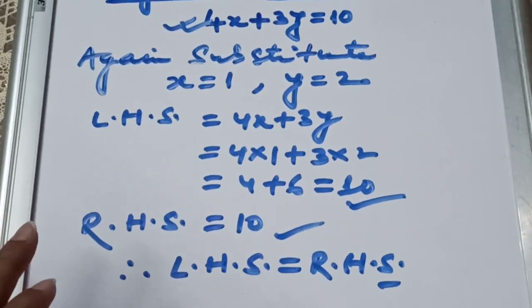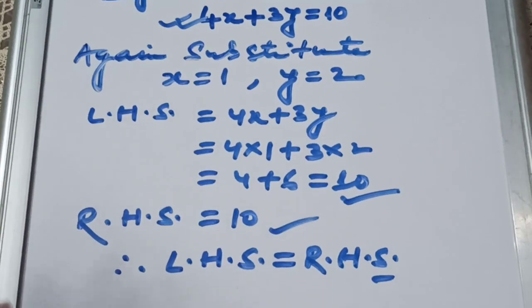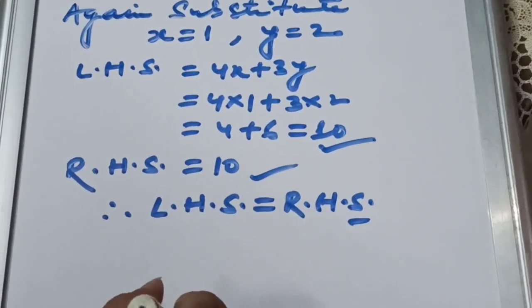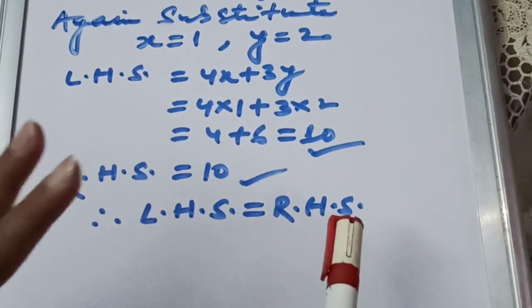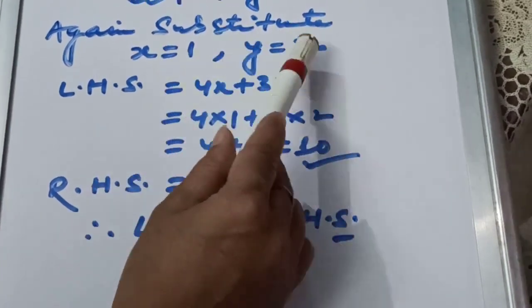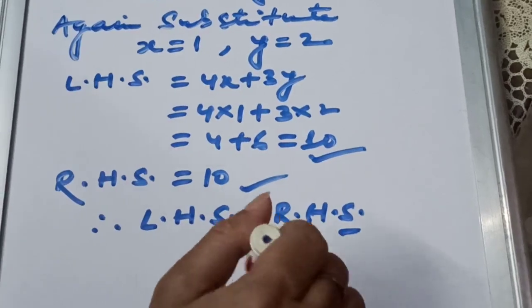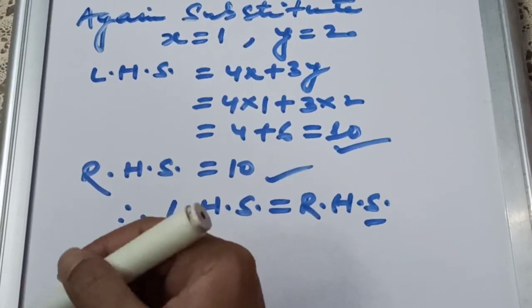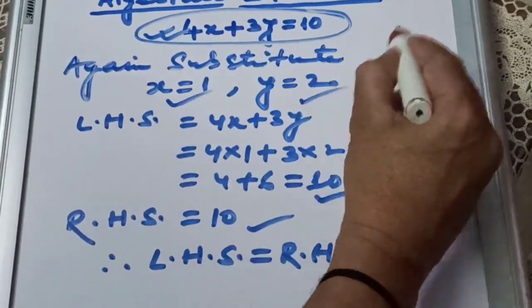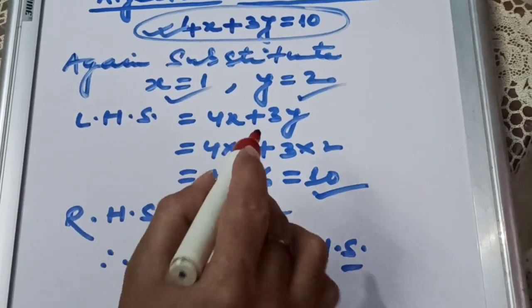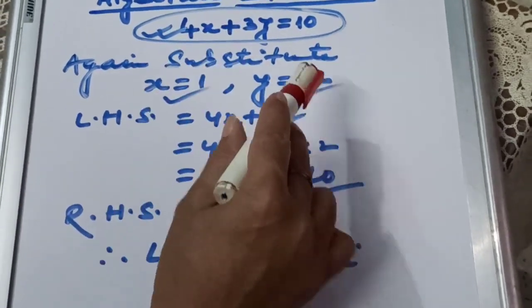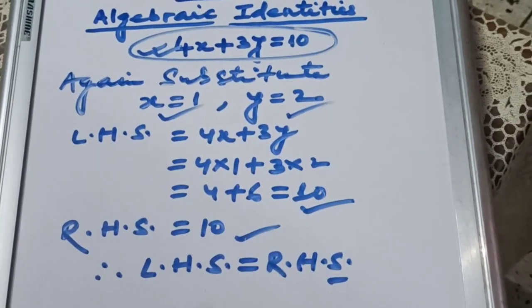Then we can say that from the above observation, we take three examples. We observe that the statement is true only for certain values of x and y. इसी x और इसी y के लिए दोनों का वैल्यू 10 आया.